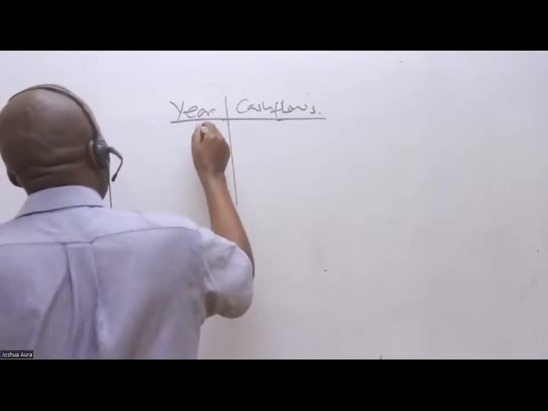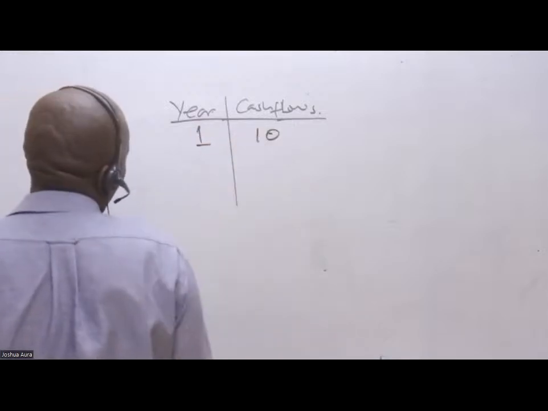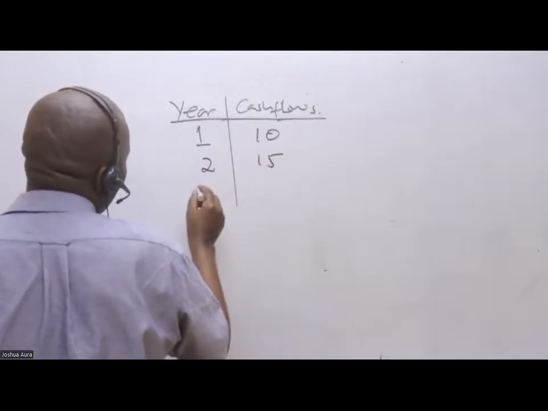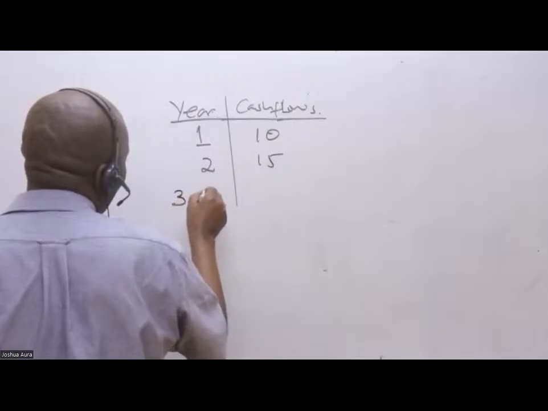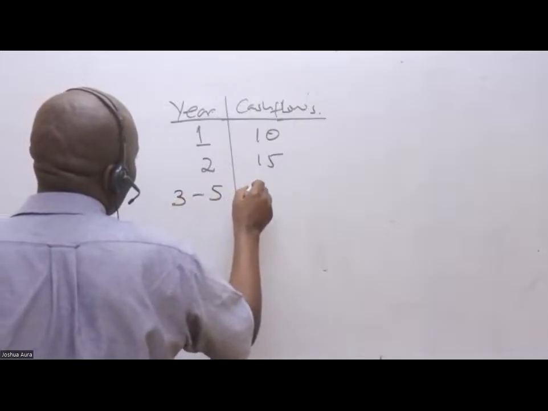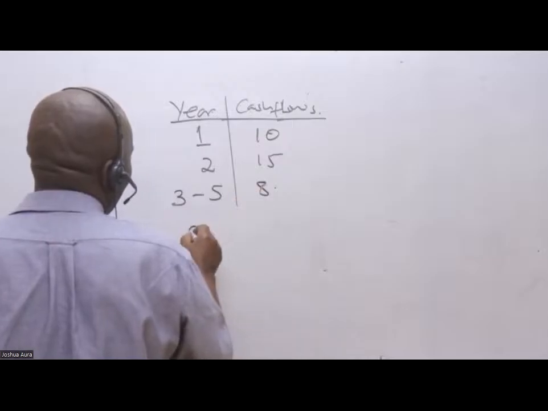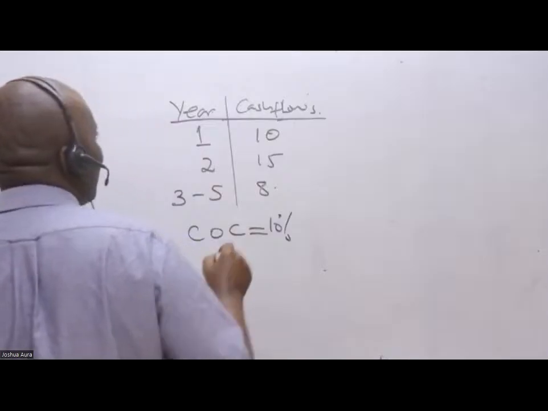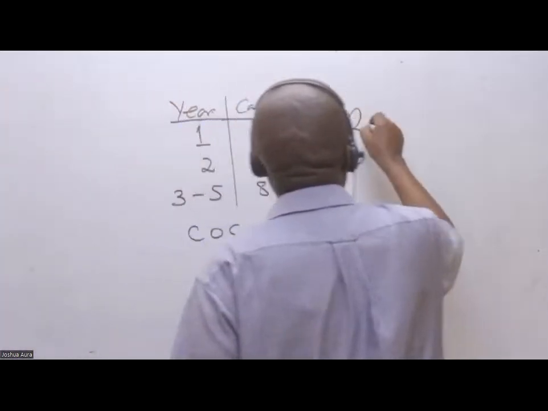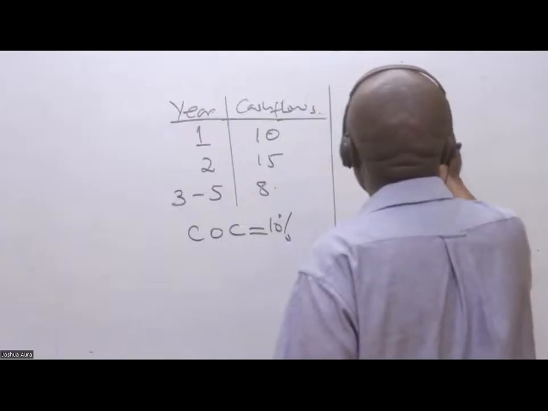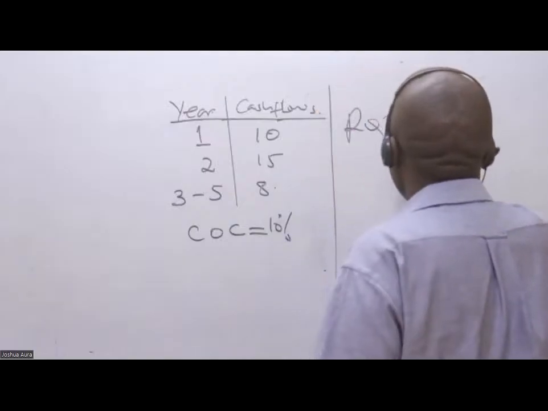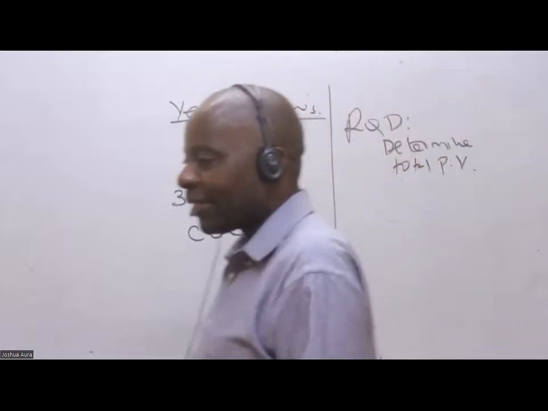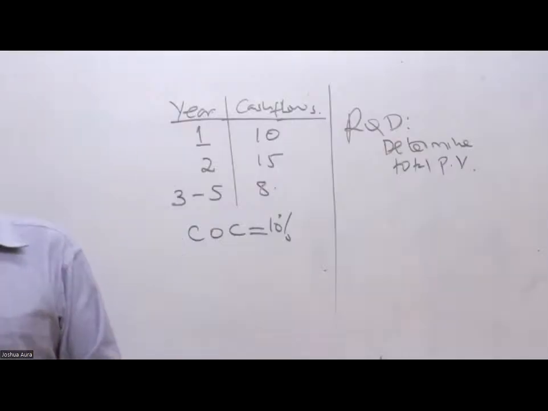So tell them, in year 1, we expect to get a cash flow of 10. In year 2, we expect to get a cash flow of 15. And then give them year 3 to year 5, we expect to get a cash flow of 8, and then give them the cost of capital is 10%, and tell them required, determine total present value. This is what you do as a good examiner.